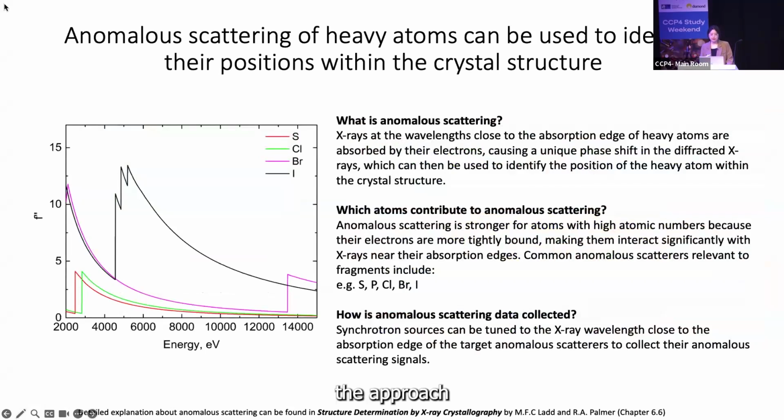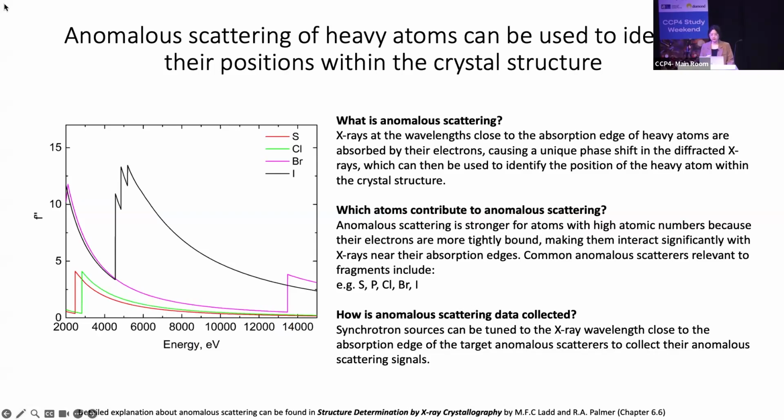So now I will introduce the approach we used to solve this problem. We employed anomalous scattering of heavy atoms commonly seen in fragments, such as sulfur and halogen atoms, to determine their positions within the crystal structure. So what is anomalous scattering? X-rays at a wavelength close to the absorption edge of heavy atoms are absorbed by their electrons, causing a unique phase shift in the diffracted X-rays, which can then be used to identify the position of the heavy atoms within the crystal structure.